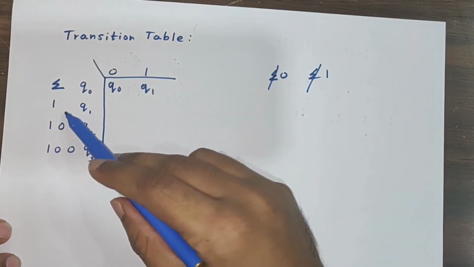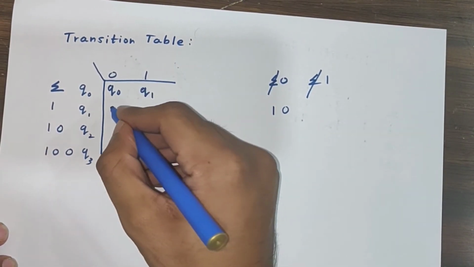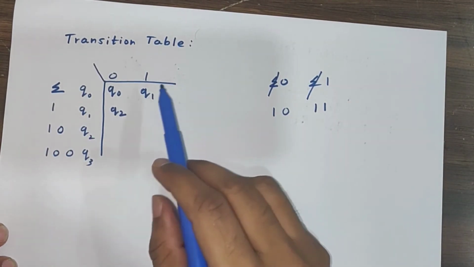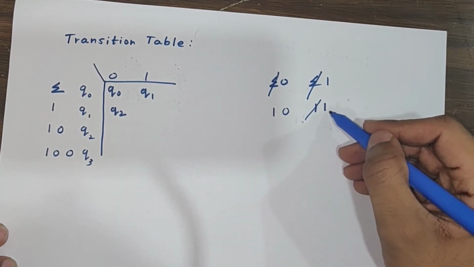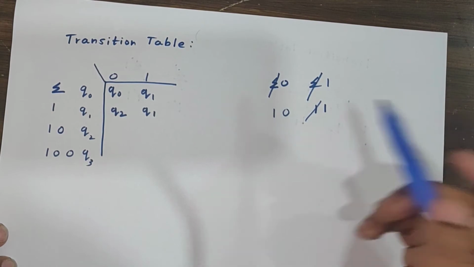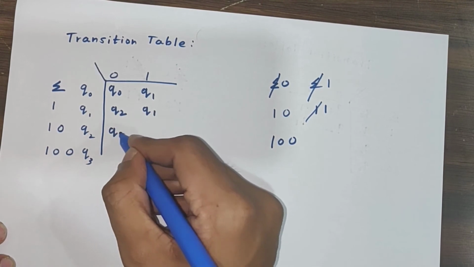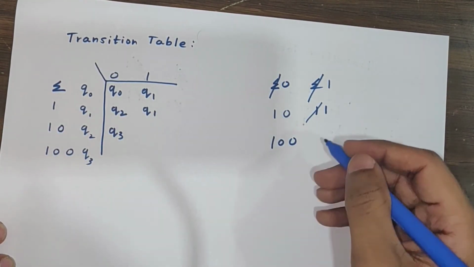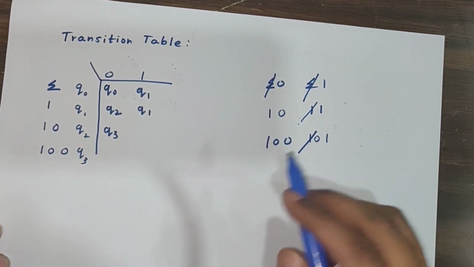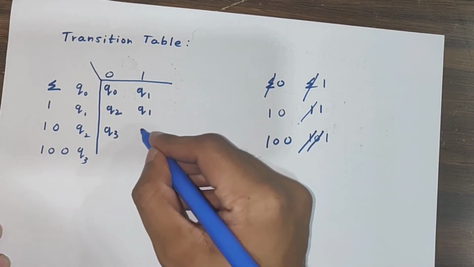Now take 10. Yes, 10 is in Q2. Now take 11. 11 is not there, so strike off the first 1, and the remaining 1 is in Q1, so it will go to Q1. Now take 100. 100 is in Q3. And 101: 101 is not there, so strike off 1, and 01 is also not there, so strike off 0, and 1 is there in Q1.